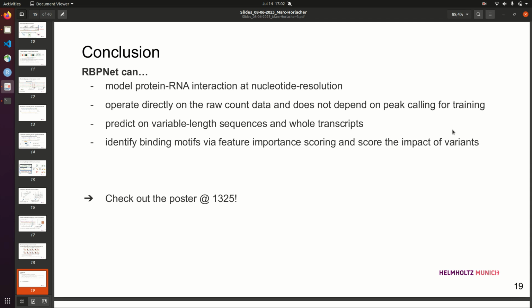So in conclusion, RBPNet can model protein-RNA interaction at nucleotide resolution. It operates directly on the raw count data and does not depend on peak calling for training. It can predict on variable length sequences as well as whole transcripts. And it can identify binding motifs via feature importance scoring, as well as score the impact of sequence variants on protein-RNA interaction.